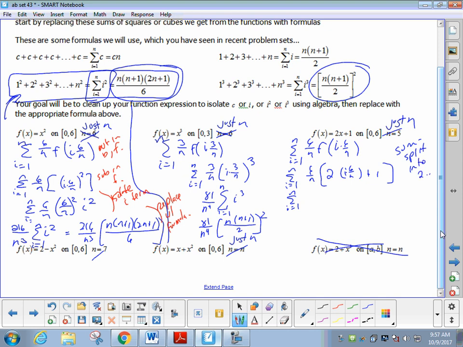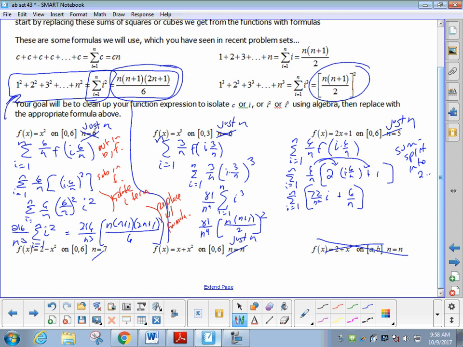So, for example, if I distributed this, first of all, I would have 6 times 2 times 6, which is 72 over n squared i's. And then if I distributed 6 over n to 1, I'd have just 6 over n. I distributed the base in. You with me?